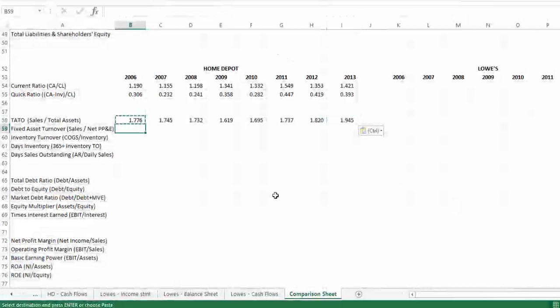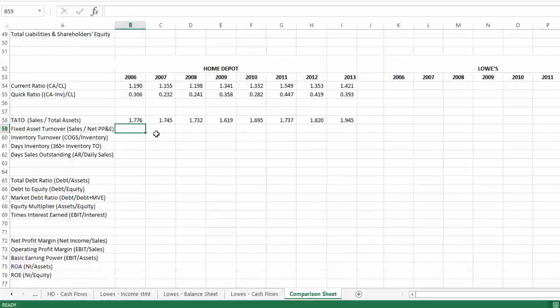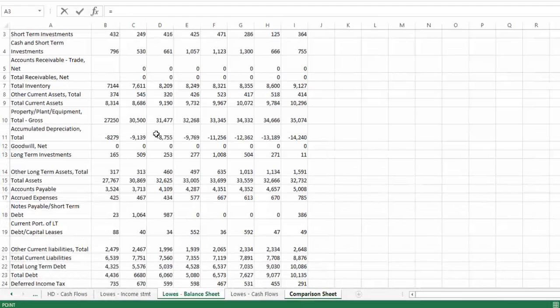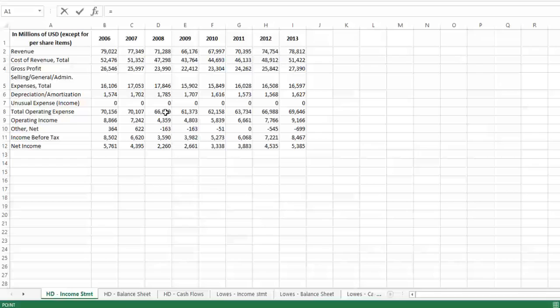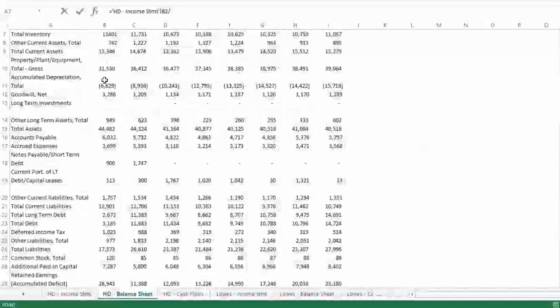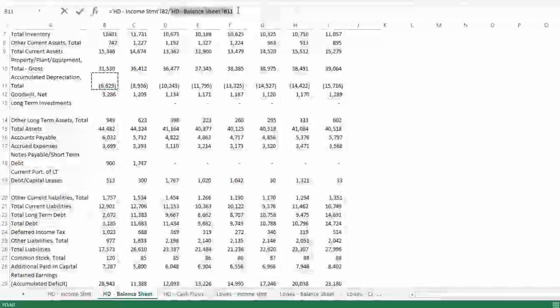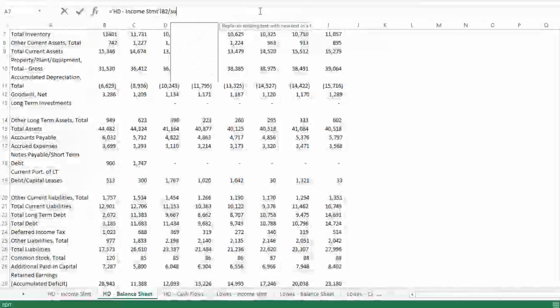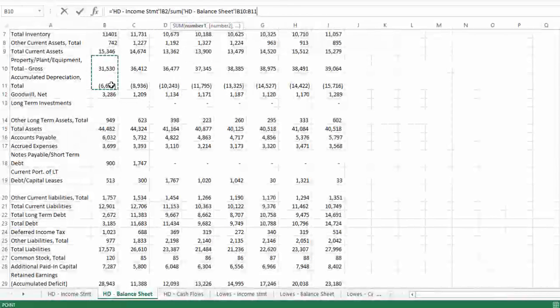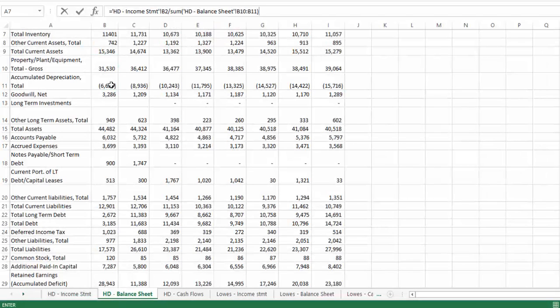Now let's look at the fixed asset turnover. So with the fixed asset turnover, I'm going to again go to the income statement and get the sales number, 79,022, and I'm going to divide that by the net PP&E number. And that is the sum of this gross property, plant, and equipment number and the accumulated depreciation. So what I'm going to do is add up those two numbers. So I'm going to put sum and then add up these two cells, and I will have the net PP&E.